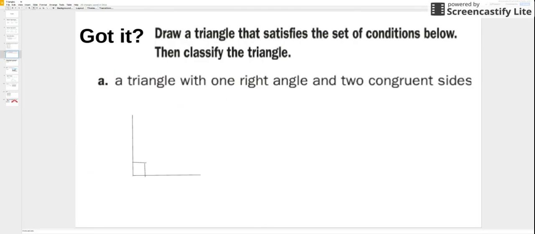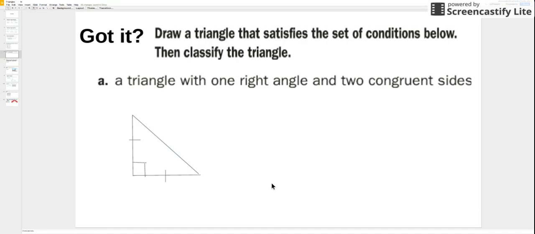Draw a triangle that satisfies the set of conditions below, then classify. So triangle with one right angle, I already drew the right angle, and two congruent sides. Well, an easy way to draw congruent sides, I'm not sure about the lengths of these, so I'm just going to put in tick marks to make those equal, and then I'm going to add a third line segment that connects the two.